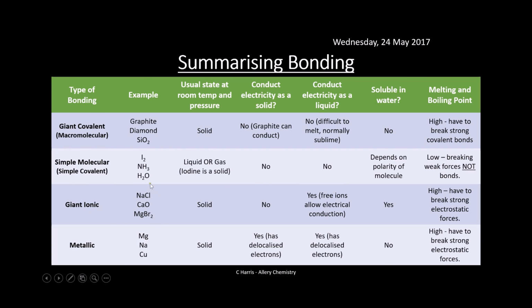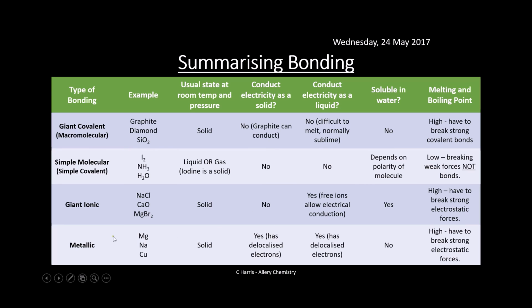Giant ionic are things like sodium chloride, calcium oxide, etc. Usual state is solid. They don't conduct electricity when they're a solid, but they will conduct electricity if they're a liquid because we have these free moving ions. And they will do it actually when they're dissolved in water for that reason. They are soluble in water because they're charged, so they're ionic, and their melting and boiling points are really high. They have lots of strong electrostatic forces attracting these oppositely charged ions, so they're going to have high melting and boiling points.